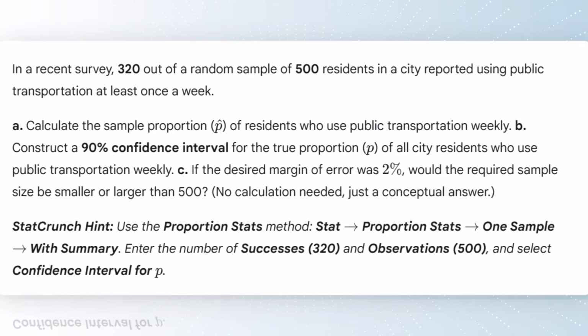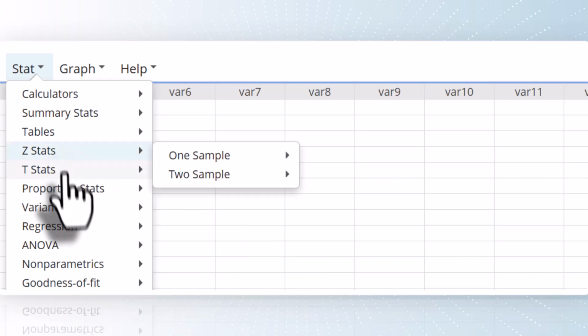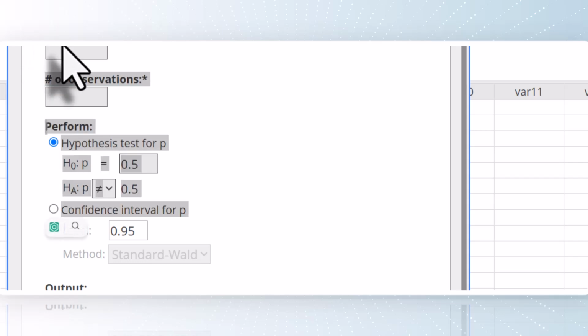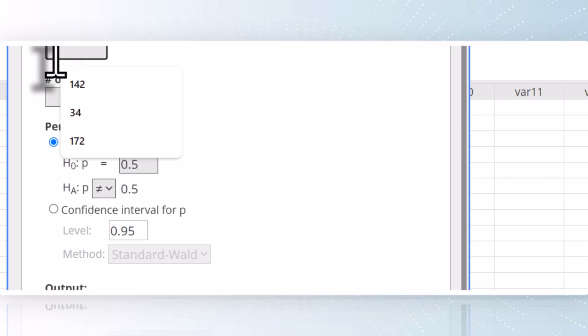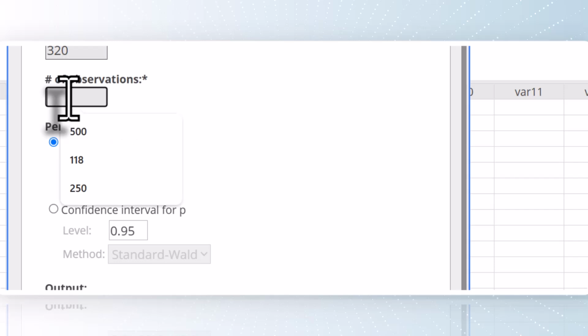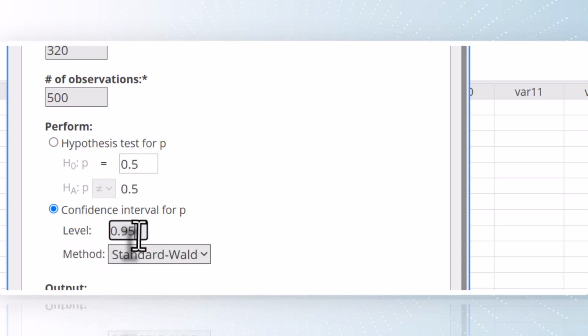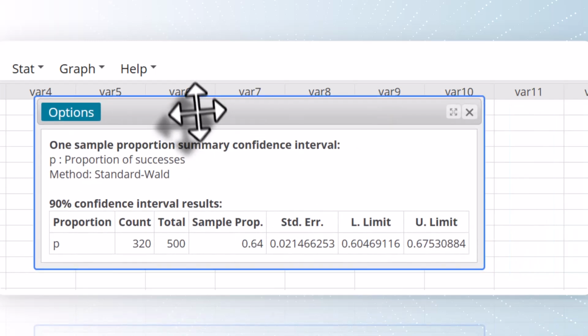B. Construct a 90% confidence interval for the true proportion of all city residents who use public transportation weekly. To construct the interval, you need the 320, which is X, the 500, which is N, and the confidence level, which is 90%. So stat, proportion, one sample with summary. Number of successes, guys, is 320. Number of observations is the sample size, which is 500. And he wants a confidence interval of 90. Scroll down and hit compute. And here's the interval.